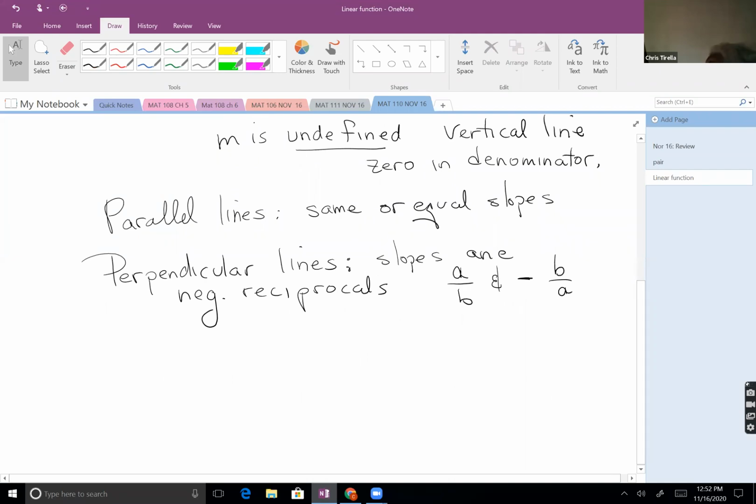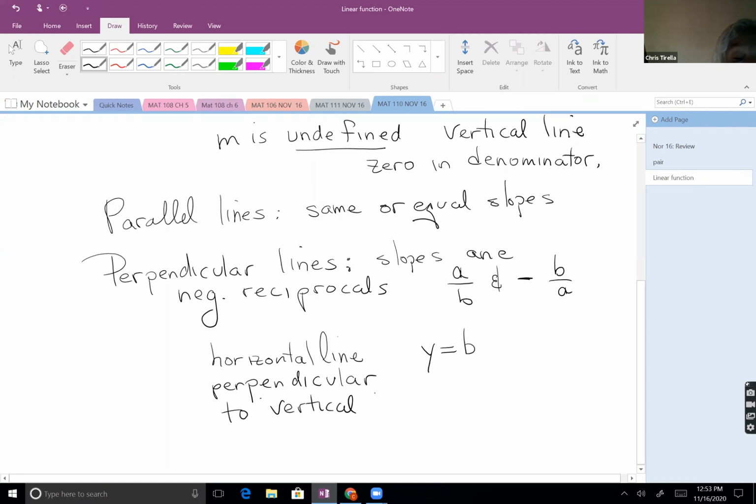But we did say there was an exception to that rule. And the exception to that rule said that if I had a horizontal line, and a horizontal line would be an equation where y is equal to a constant, it's perpendicular to a vertical line, which would be where x is equal to a constant. Everybody with me so far?